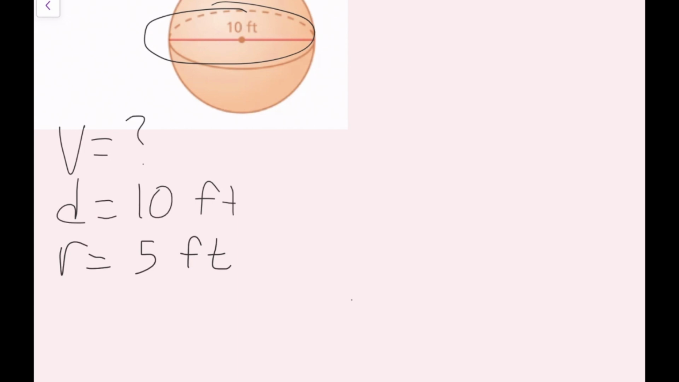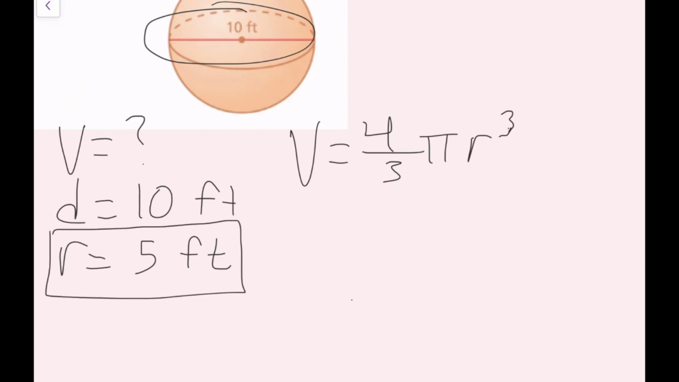So now that I have everything listed, I'm going to rewrite my equation. So that's going to be, once again, volume equals 4/3 pi r cubed. And then I'm just going to plug in my radius again. So I'm going to plug this in here.